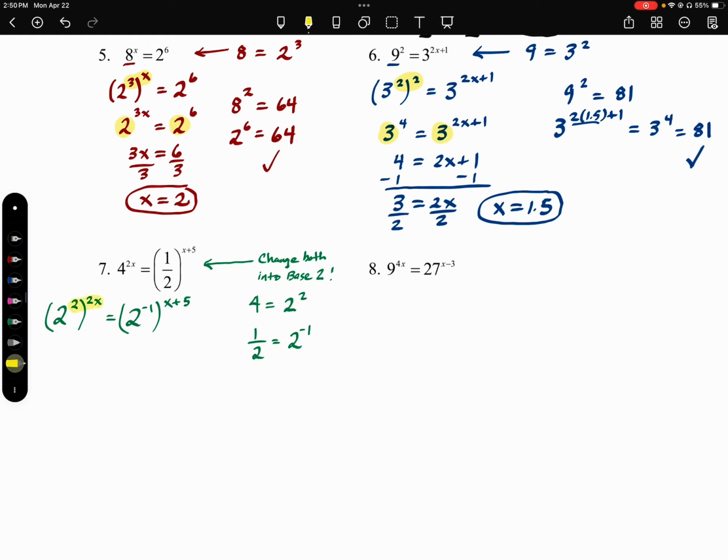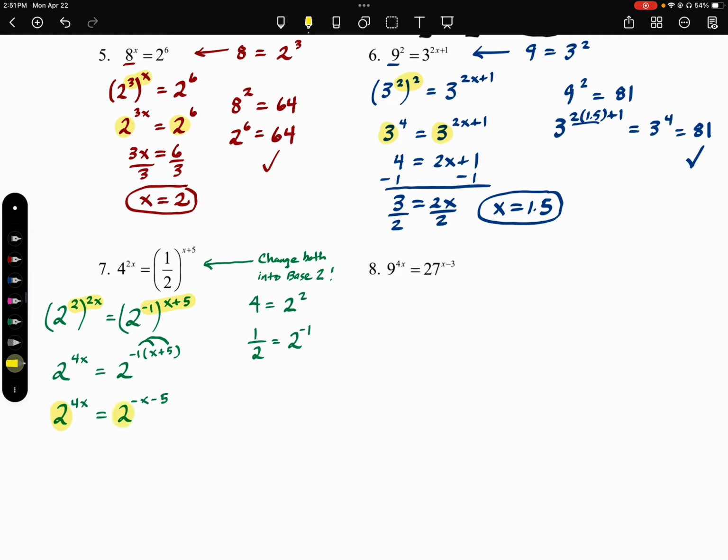We will need to apply our exponent rules on both sides. So when we do this, right, we're going to have 2 to the power of 2 times 2x, which would be 4x. And on the right side, I'm going to do 2 to the power of negative 1 times x plus 5. And if you want to go ahead and distribute that negative 1 through, you may do so. That would make it look like this. 2 to the power of 4x would equal 2 to the power of, make sure you take it all the way through, negative x minus 5.